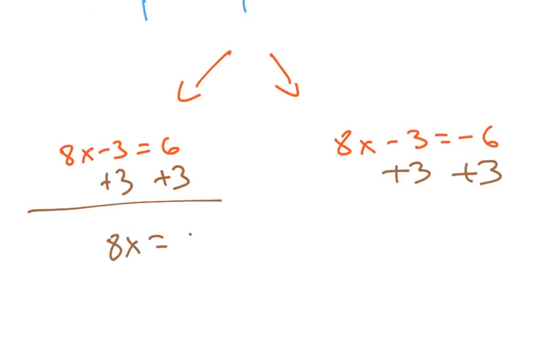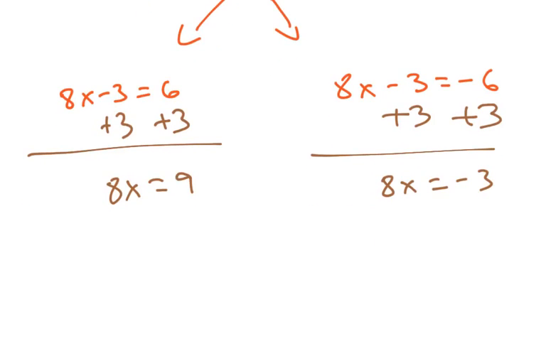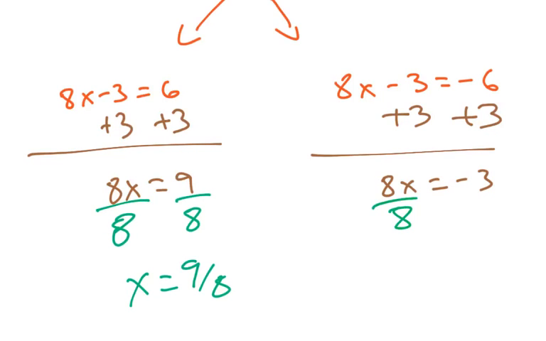You add 3 to both sides, you add 3 to both sides, obviously the answers are going to be different, and divide through by 8, so x is 9/8, same thing here, divide through by 8, x is negative 3/8. Okay, alright. And there you have it.